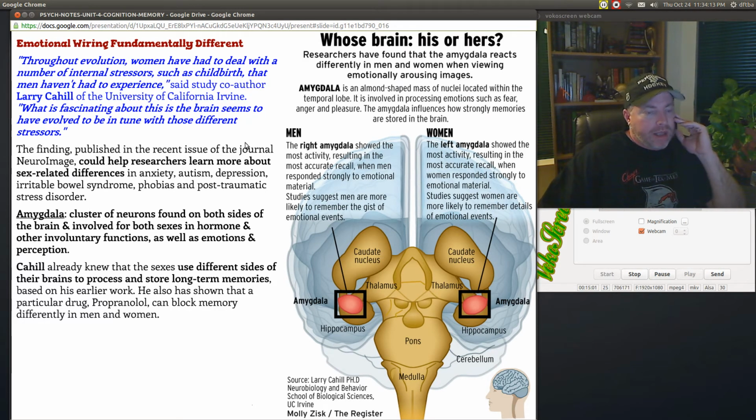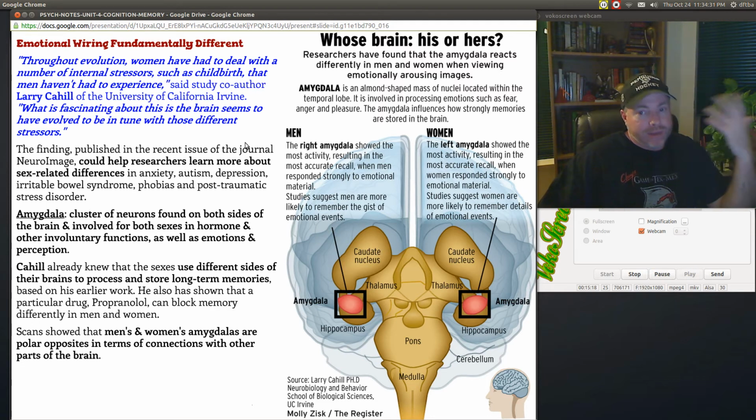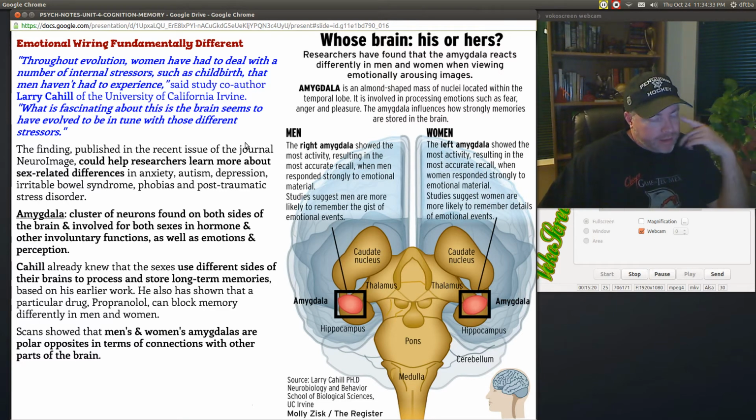And now, as Cahill had seen before, men and women use different sides of their brain to process and store long-term memories. So he's showing that even with a particular drug that they've been able to create and test, it can block memory differently in men and women. And you can do this, this blocking of memory. We'll see that in a second here.